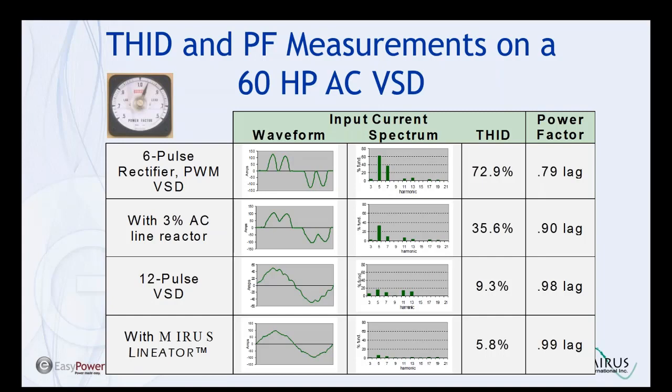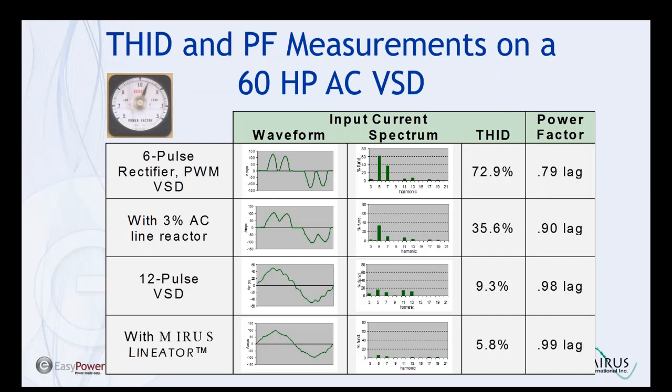When we add an AC line reactor to that drive, that line reactor smooths out the input current waveform somewhat, so it becomes a little bit more sinusoidal. If it becomes a little more sinusoidal, it contains less harmonics. So our harmonic content is reduced, and we're now at about 36% THD. And by removing some of the harmonics, we improve the power factor to 0.9.